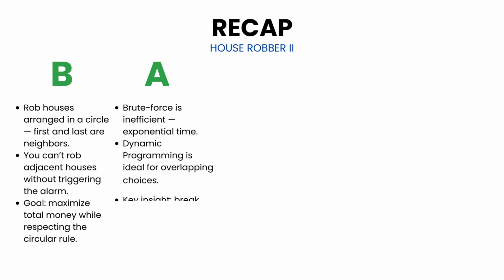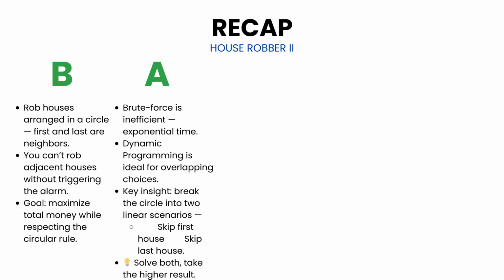Assess recap. We compared our options. The brute force approach would fail quickly with exponential time. Instead, we leaned on dynamic programming, but with a twist. Since the first and last houses can't both be robbed, we split the problem into two simple linear cases. One, exclude the first house. Two, exclude the last house. Then we solve each one just like the regular House Robber problem and take the higher result.